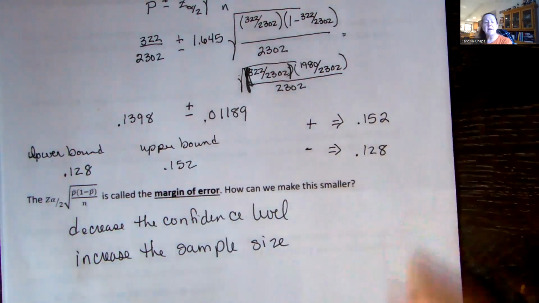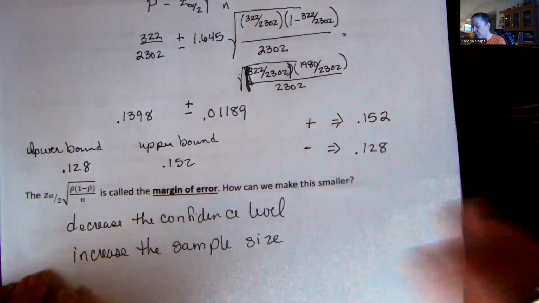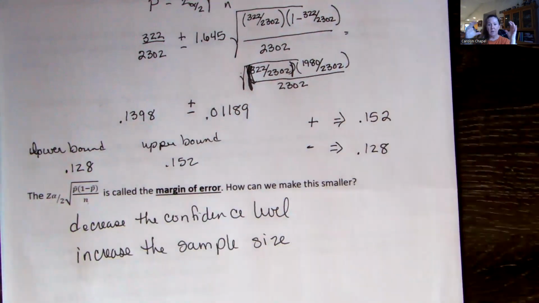And if you think about it, if you increase the number of people you're talking to, you're probably going to be more confident that you have a great sample, which can bring that piece down. Okay, so just remembering, if you want to decrease that interval, there's two ways to do it. We can become less confident, so decreasing our confidence level, or increasing the number of people that we survey.